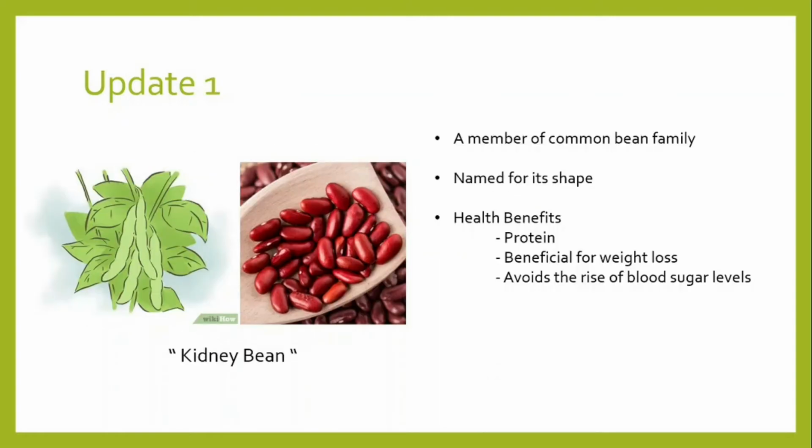Now let's talk about our first update. We are going to design the system for a specific plant, and the plant is kidney beans. Kidney bean is a type of common bean which is named after its shape, which looks like a kidney. Kidney beans are rich in protein, and to be honest, it is one of the best plant-based sources of protein. There are many benefits of eating kidney beans. One of them is that it helps to lose weight. Also, it avoids the rise of blood sugar levels.